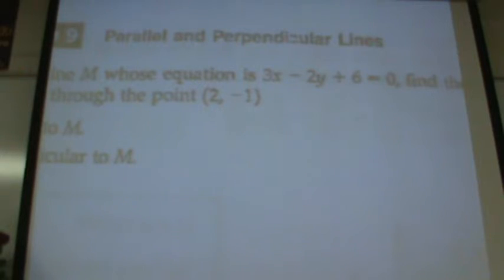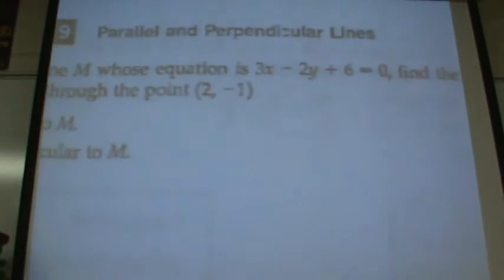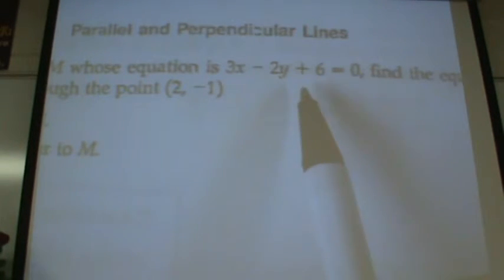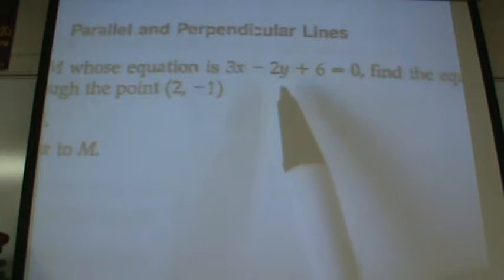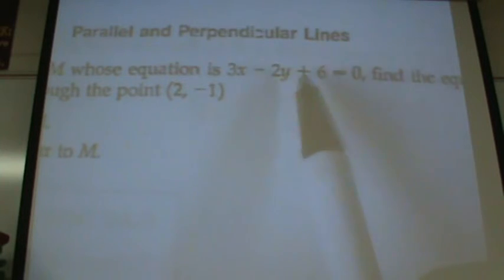So what should we do first? What do we need? We need the slope-intercept form of that line because we want the slope. We want the slope of this line. How can we quickly figure out the slope of this line? Instead of subtracting 3x, instead of subtracting 6, send the 2y to the other side. Yeah, I like that.